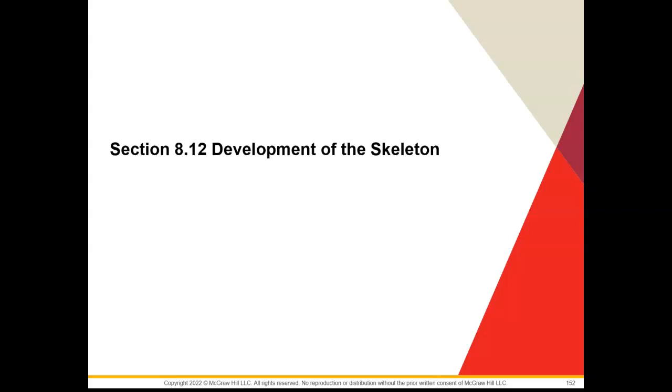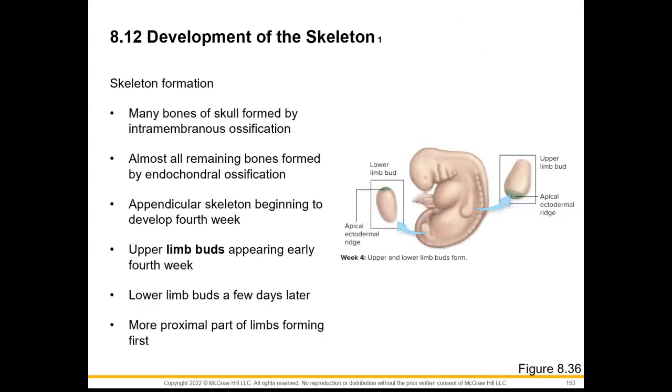And now for our final video in Chapter 8, Section 8.12 on the development of the skeleton. Our skeleton formation is going to begin with many bones of the skull through intramembranous ossification, and almost all of the remaining bones in our body go through endochondral ossification, and these processes were discussed in our previous chapter.